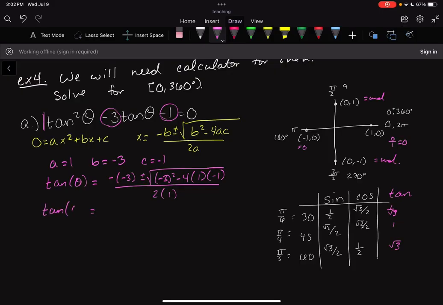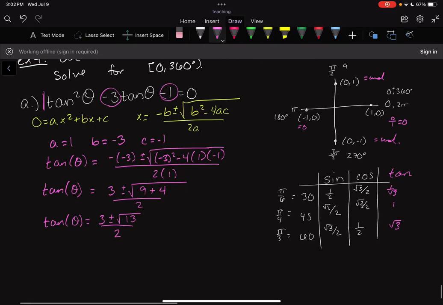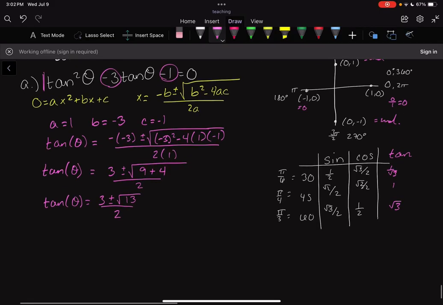Keep bringing down my tangent theta. I get 3 plus or minus the square root. This is going to give me 9 plus 4, divided by 2. So I get tangent theta is equal to 3 plus or minus the square root of 13, divided by 2. Wow.